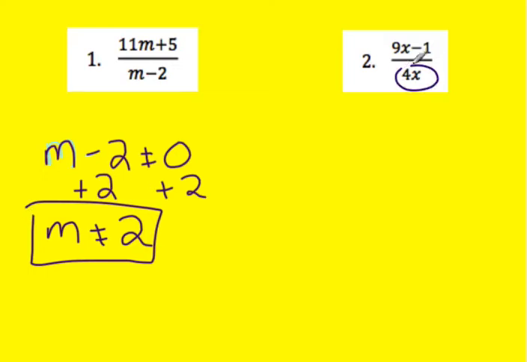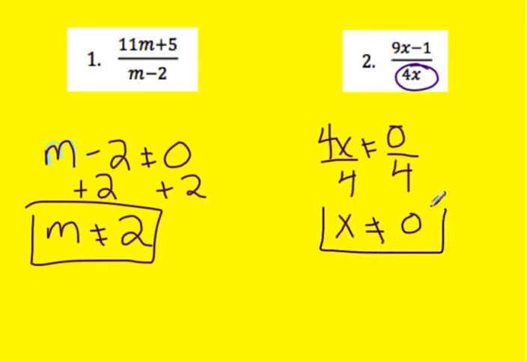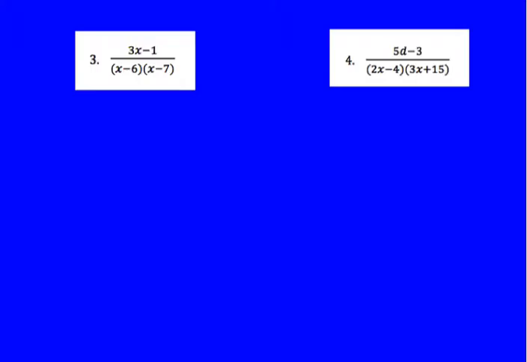values. So again, on number 2, taking that denominator, and we're saying, okay, that cannot be equal to 0. So to solve for x, we need to divide both sides by 4. And 0 divided by 4 is 0. So we're going to exclude the value of 0 because that's what's going to make the denominator 0.